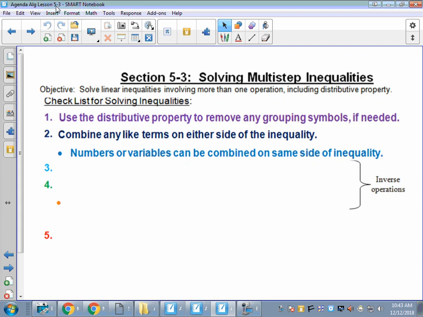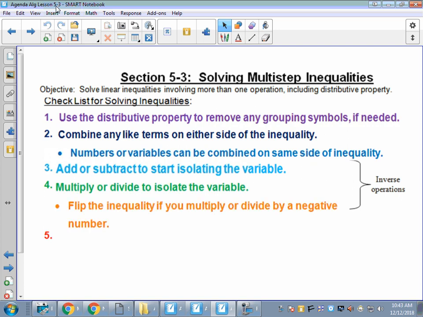So numbers can be combined on the same side. Variables can be combined on the same side. Once you have to go across the inequality symbol, well, then you can't combine them and you have to use algebra. But if it's on the same side, we can check to see if we can combine and go ahead and do it there. And if it's on the opposite side of the inequality, just like the opposite side of the equal sign in an equation, then we're going to have to use inverse operations, doing the opposite. So add or subtract to start isolating the variable. That's the number one thing. And then we want to multiply or divide to isolate the variable and get the variable by itself.